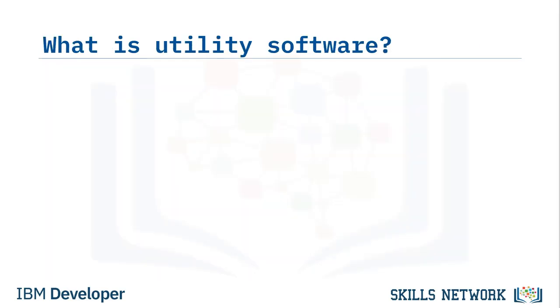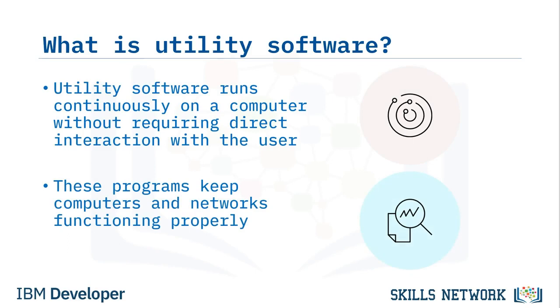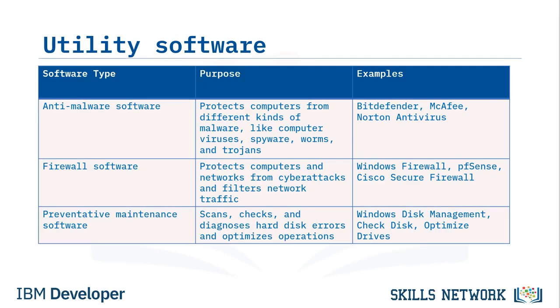What is utility software? Utility software runs continuously on a computer without requiring direct interaction with the user. These programs keep computers and networks functioning properly. Some types of utility software are as follows.